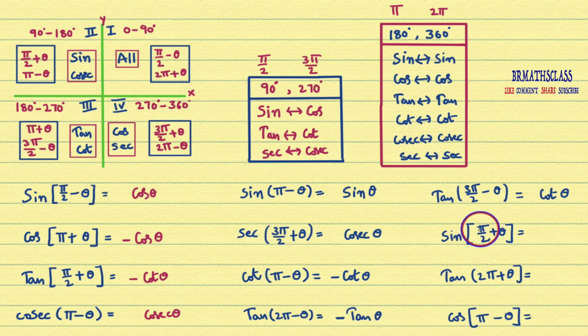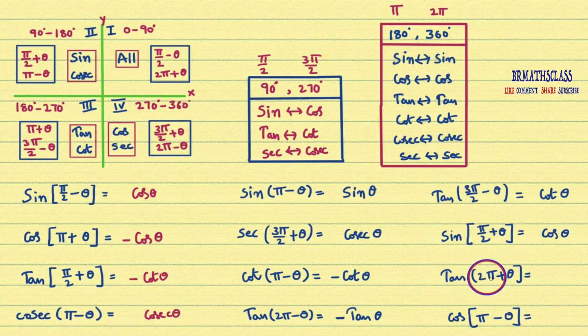Okay. Now you see this one. Pi by 2 is there. When pi by 2 is there, the function changes. If the sine function is there, sine changes to cos theta. Now pi by 2 plus theta is in which quadrant? Second quadrant. In the second quadrant sine is positive. So sine of pi by 2 plus theta is plus cos theta.